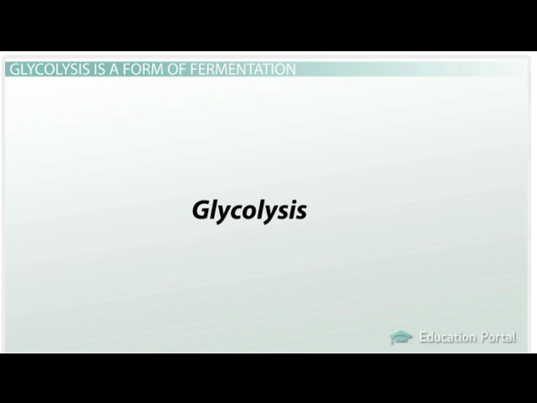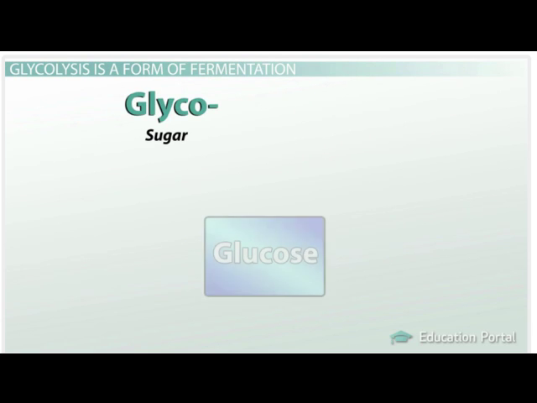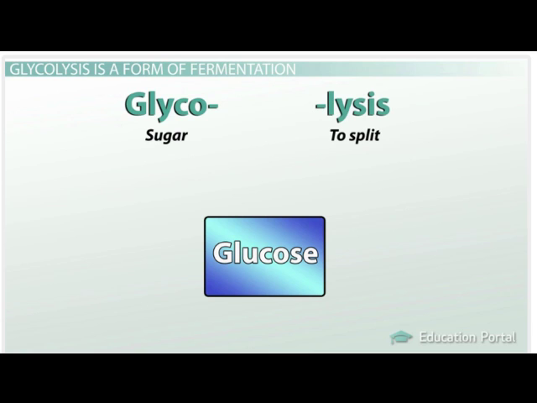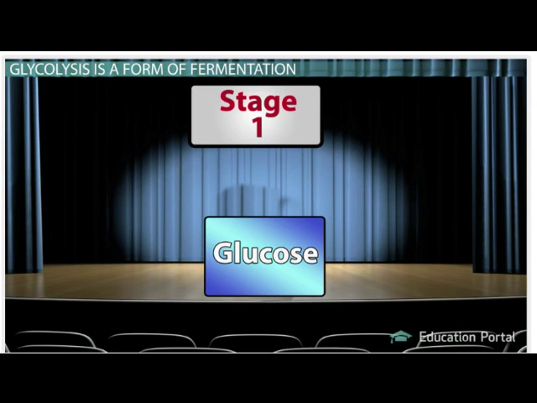Let's look at the classic example of fermentation, glycolysis. Glyco means sugar and refers to glucose, and lysis means to split. So glycolysis is the splitting of glucose. We will call the first stage of glycolysis the prep stage.